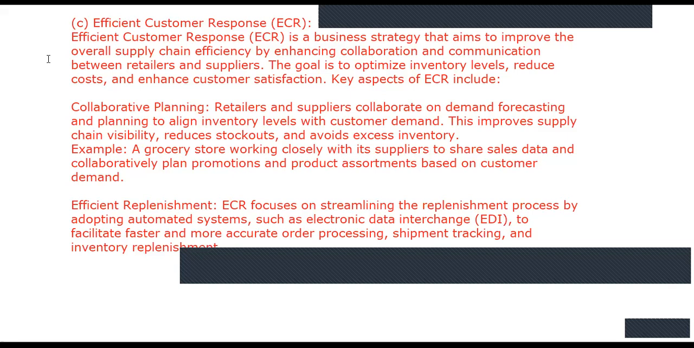These include, number one, collaborative planning. Here, retailers and suppliers will collaborate on demand forecasting and planning to align what inventory levels they have with the demands of the customers. This will improve supply chain visibility by reducing stock out costs and excess production. By matching what consumers need and what can be produced, they'll make sure that they don't overproduce or underproduce.